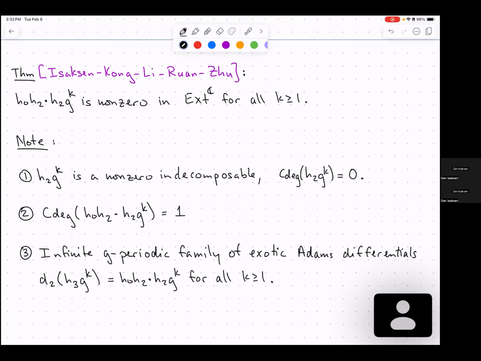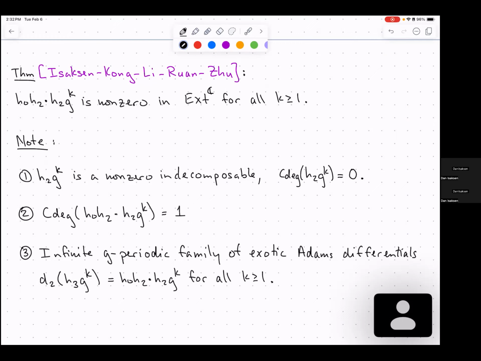As I said here, H2G to the K is a non-zero indecomposable, and its Chow degree is 0. The Chow degree of this product is 1. So again, you could potentially detect this in Chow degree 1.